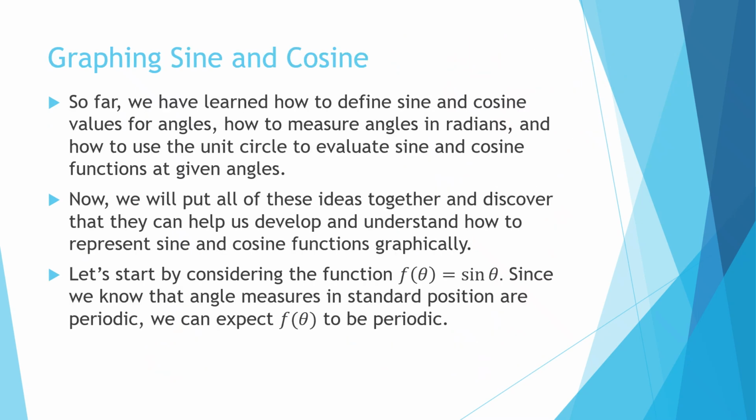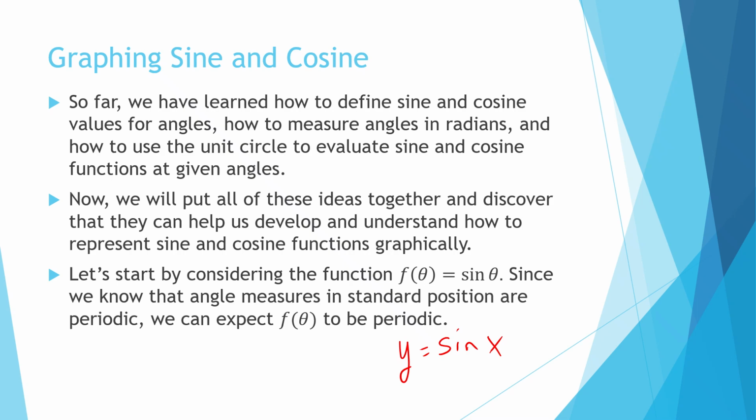Now, graphing sine and cosine. So far, we've learned how to find the sine and cosine value for angles, how to measure angles in radians, and how to use the unit circle to evaluate sine and cosine functions at a given angle. And we're going to put all of these concepts together to help us graph sine and cosine on an xy coordinate plane. So let's start by considering just the equation f of theta equals sine of theta, or this is very similar to y equals sine x.